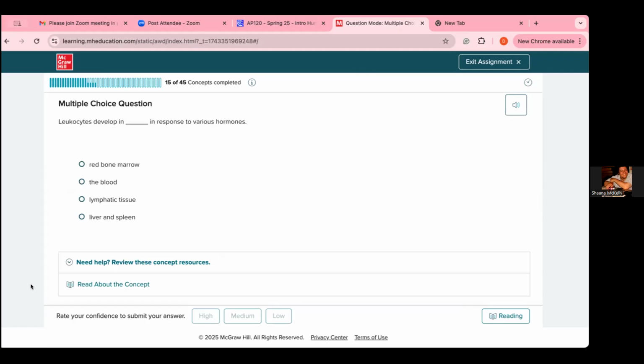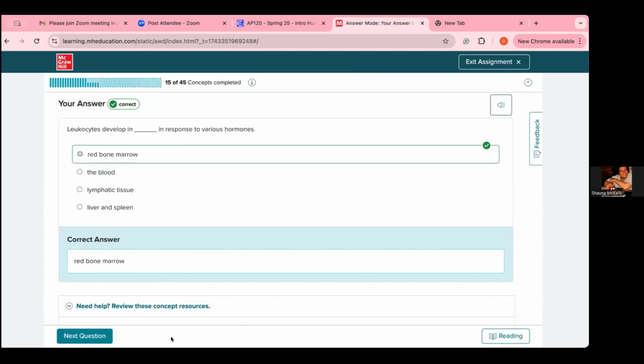Leukocytes primarily develop in the red bone marrow, a process called hematopoiesis. Red bone marrow is the answer there. They develop there.